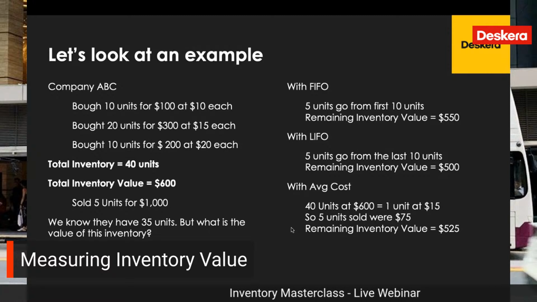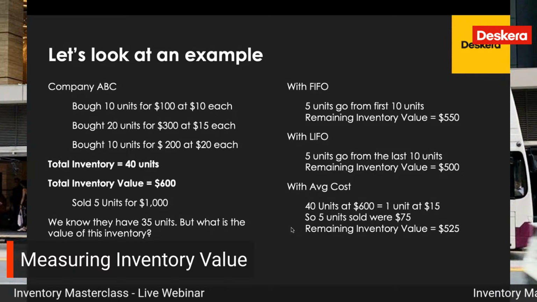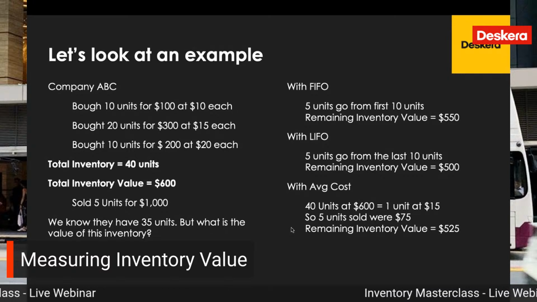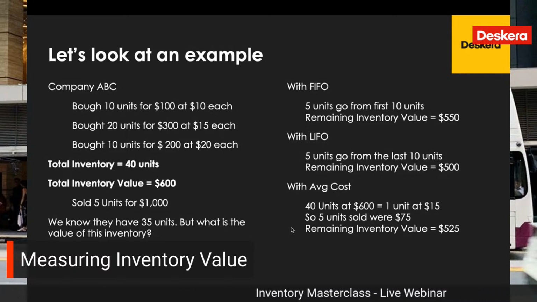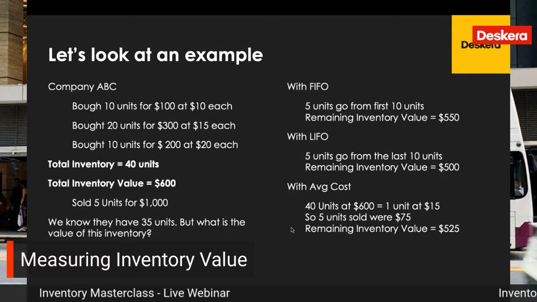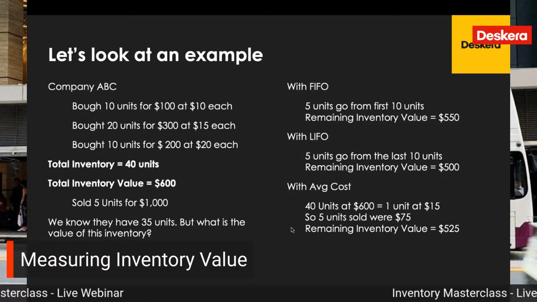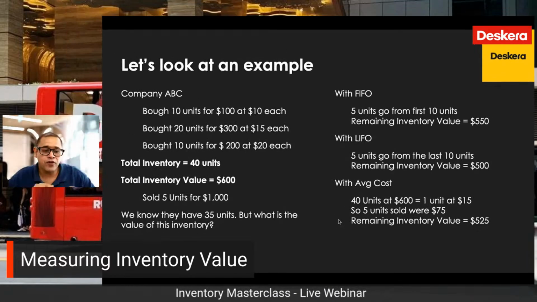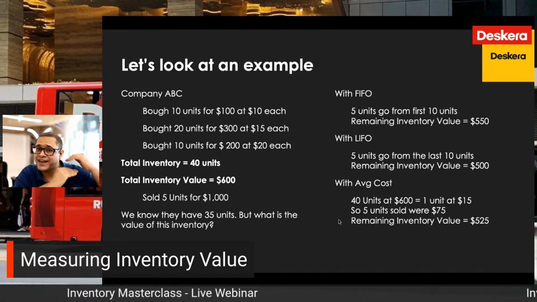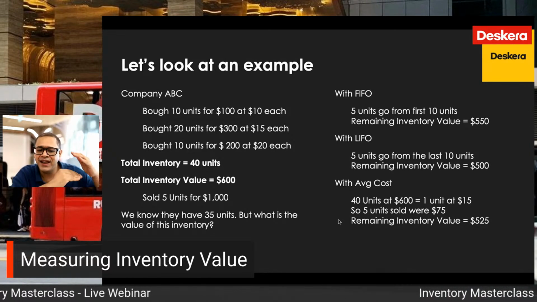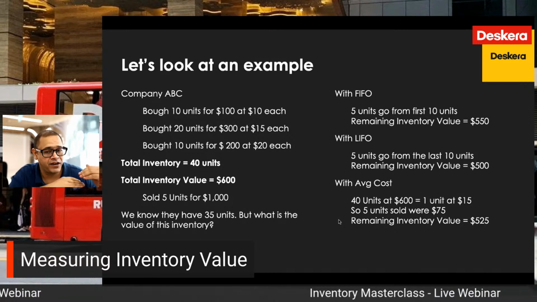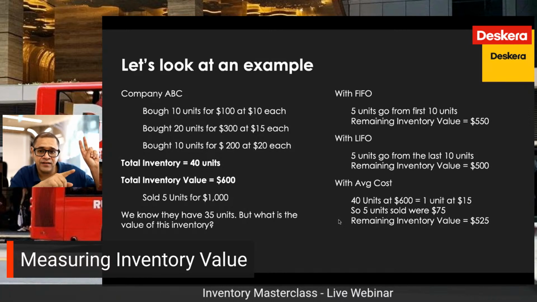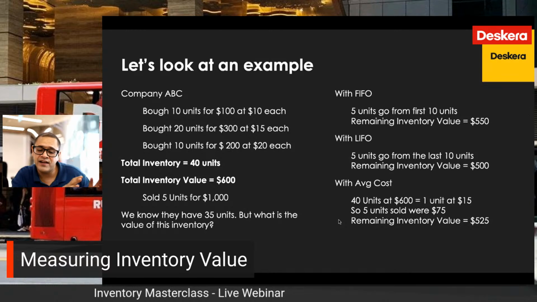That number is there. But these 5 units that I sold off, what was the value of these 5? I don't know till I determine a system, or till I lock in a system, that, okay, this is the system on which I will determine whenever any inventory goes out the value of that inventory. So with first in, first out, when 5 units go, they go from the first 10 that I bought, which was at $10 each. So the remaining inventory value is $550, because that 5 into 10, 50, is what I subtract from my total inventory value.